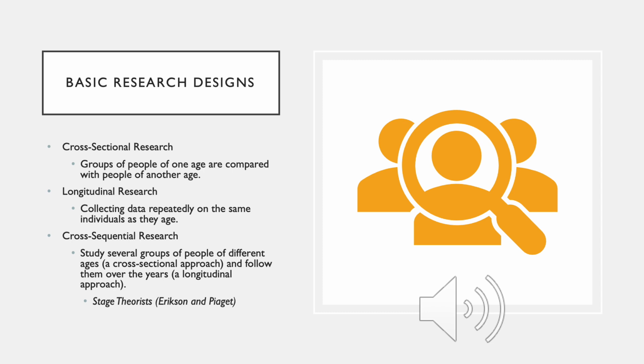And then a cross-sequential research study would look at several groups of people. And so I'm looking at different ages and following them over different years. So this is a combination of your cross-sectional and your longitudinal research. And so we'll talk a little bit more about some of our stage theorists later on in the theories lectures. So Erikson and Piaget are two individuals who looked at research from a cross-sequential perspective. Excuse me, I said it wrong previously. Cross-sequential.